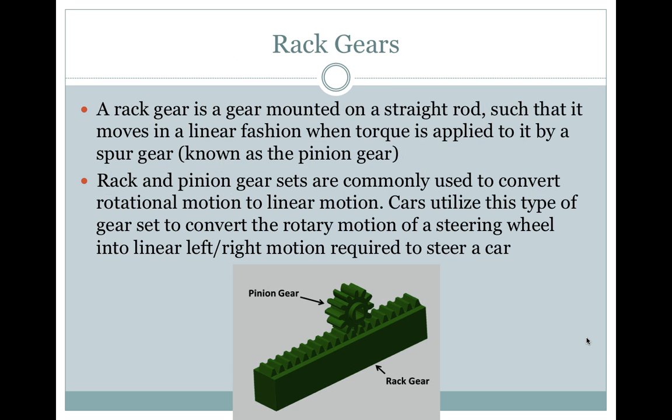Rack gears. A rack gear is a gear mounted on a straight rod such that it moves in a linear fashion when torque is applied to it by a spur gear, also known as a pinion gear. Rack and pinion gear sets are commonly used to convert rotational motion into linear motion. Cars utilize this type of gear set to convert the rotary motion of a steering wheel into linear left-right motion required to steer a car.